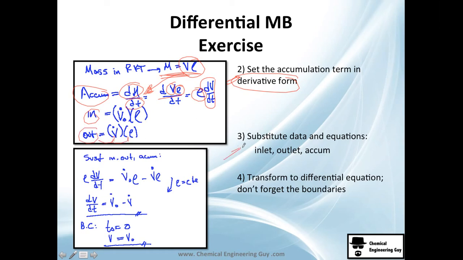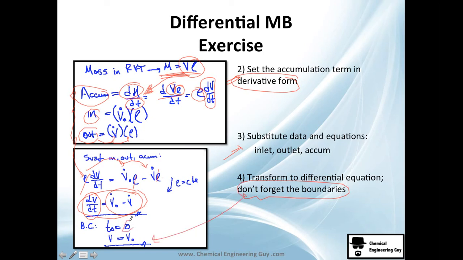So number 3, let's say substitute data and equations into inlet, outlet, and accumulations, which we already got, so that's good. We only substitute here, here, and here. Since density is constant, we take it out. That's only math, and we get this equation. And of course, we need this equation to be a differential equation in order to solve it. What does that mean? You have the derivative here, but you need to add the boundary limits. So don't forget the boundaries, which are here.